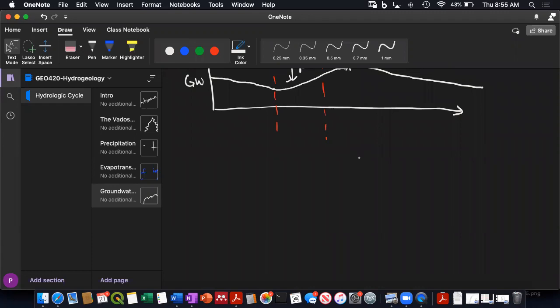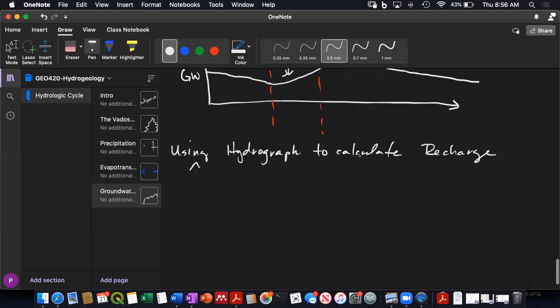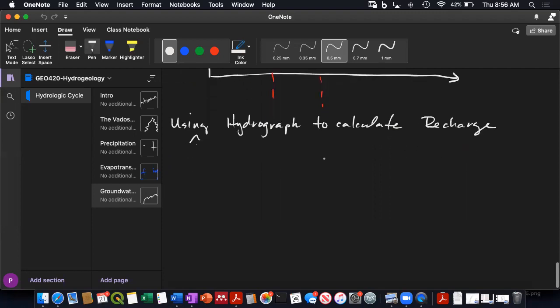Okay, so I'm going to zoom out here and draw another hydrograph. And let's just say we're going to start figuring out how we can use the hydrograph to calculate recharge.